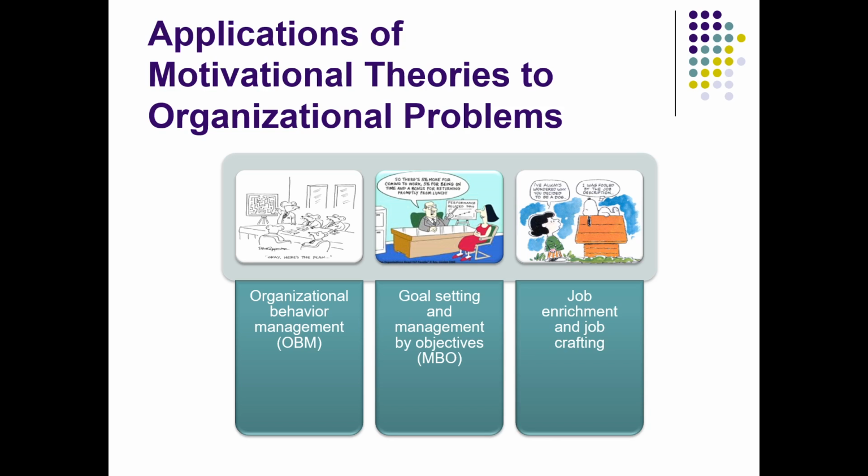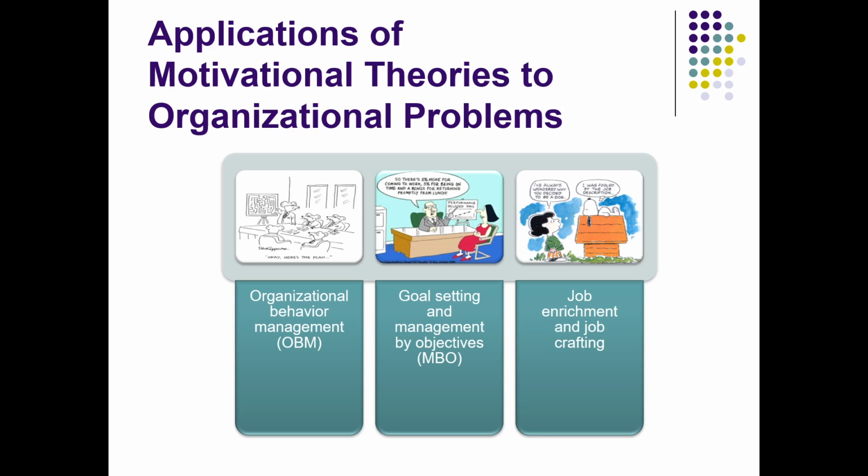Then we have the goal setting and management by objectives method, and here we have the boss apparently counseling an employee, and it says, so there's 5% more for coming to work, 5% for being on time, and a bonus for returning promptly from lunch. Nice goals. All right. And then we have the job enrichment and job crafting approach. And here we have Lucy saying, I've always wondered why you decided to be a dog. And Snoopy says, I was fooled by the job description.